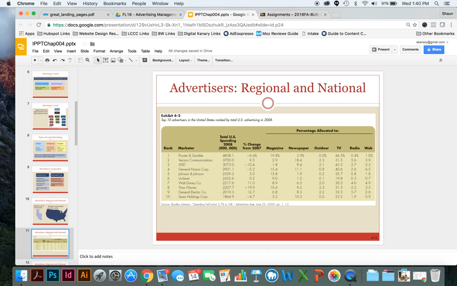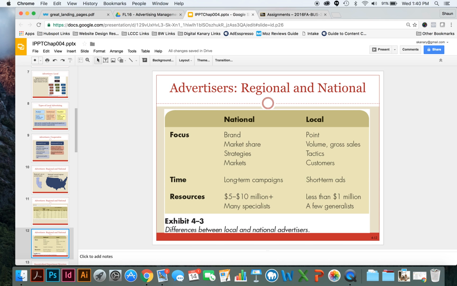Again, we talked about the top 10 advertisers in the United States in 2008 and how that has changed dramatically. Regional and national advertisers, the differences between, usually national advertisements, the focus is on the brand, market share, and the markets. And these are usually long-term campaigns and very expensive. All right, local ads are very on point. They're aimed towards a certain sales number. They're very tactical, and they're aimed mostly at specific consumers or segments. They're short-term in nature, and they're not very costly when compared to national ads. So that's a little bit of difference between regional, local, and national ads.